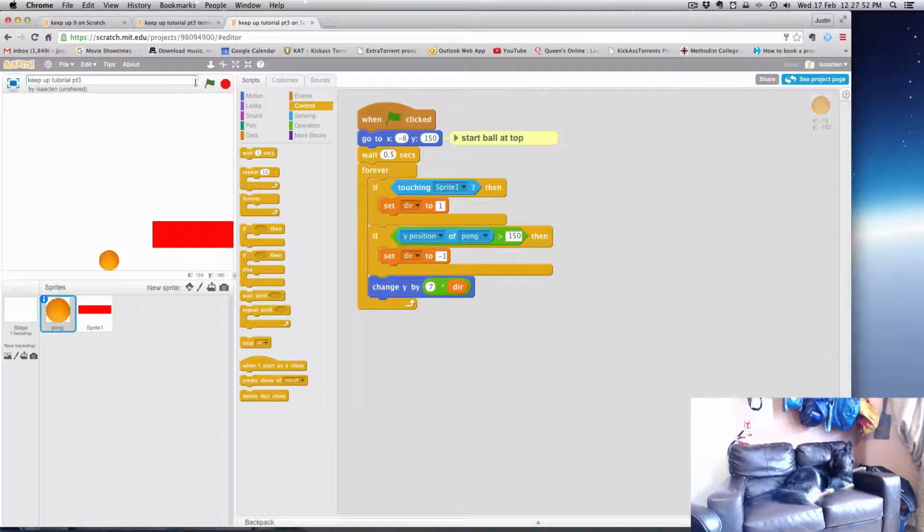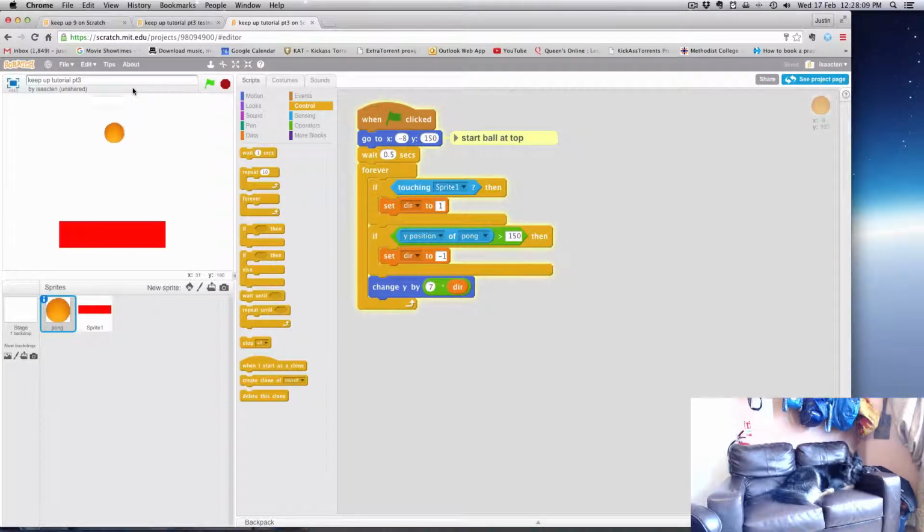Okay. And in the last two parts, we've made it go up and down constantly. So this is called Keep Up 9, right? Your original is called Keep Up 9. So the last two parts. This is the third part.